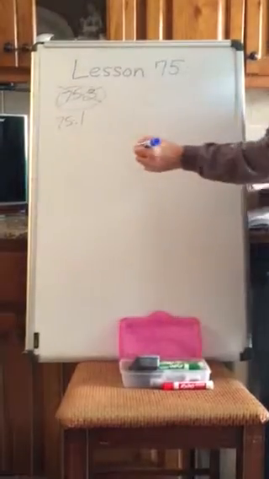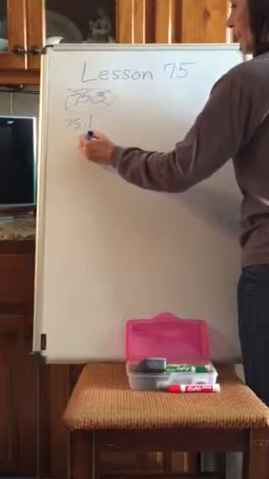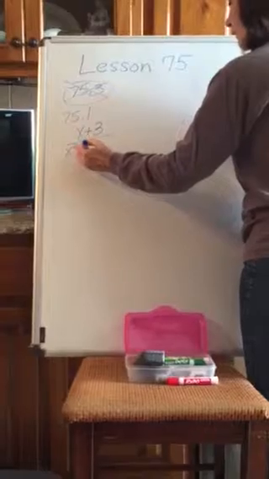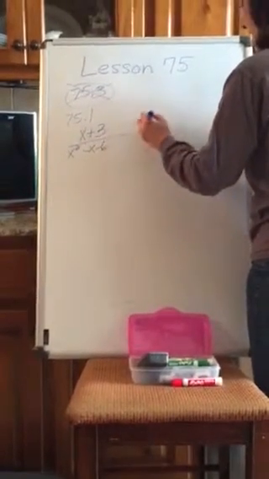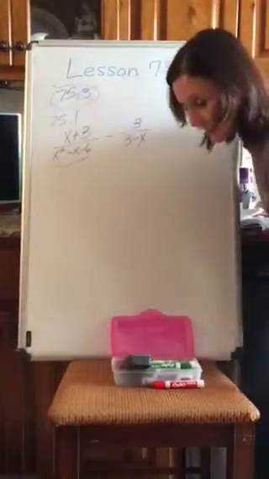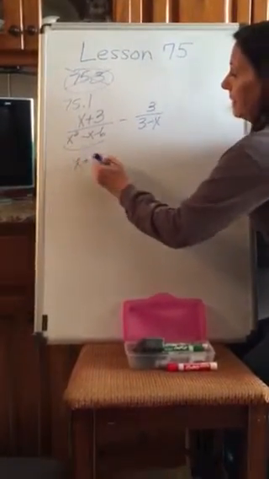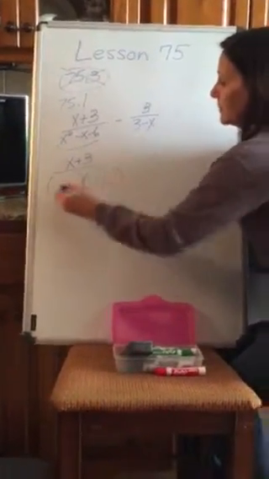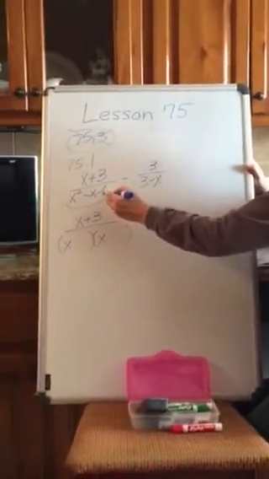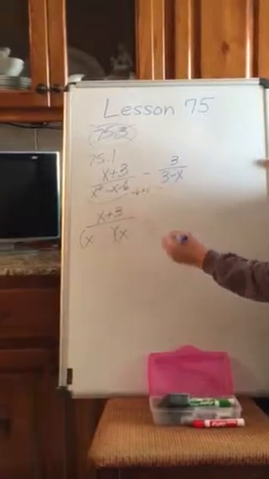But look at 75.1 on page 313. It wants us to add x plus 3 over x squared minus x minus 6, minus 3 over 3 minus x. My first step is to factor this denominator. So I'm going to factor it. It's going to be x, and I look at factors of 6 such that multiplying them I get negative 6, adding them I get negative 1. And it's going to be negative 6, positive 1.